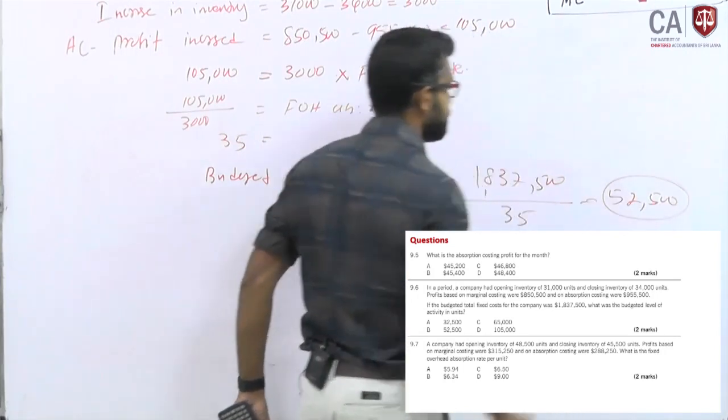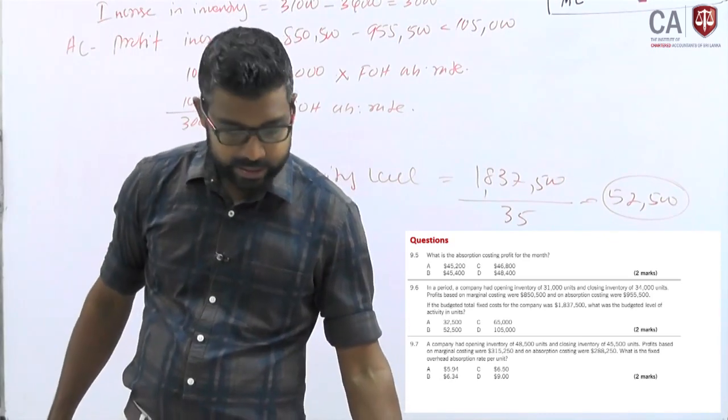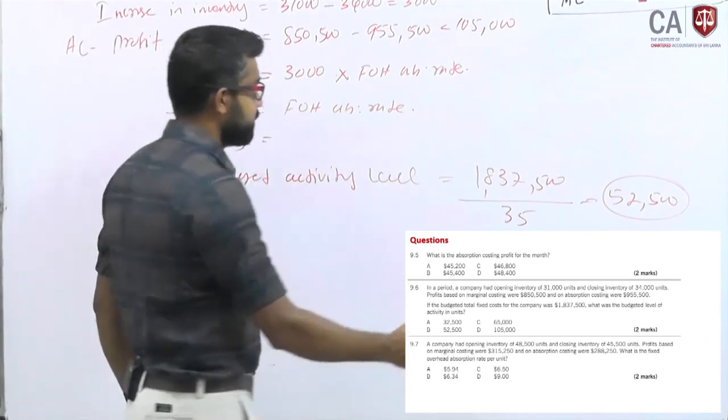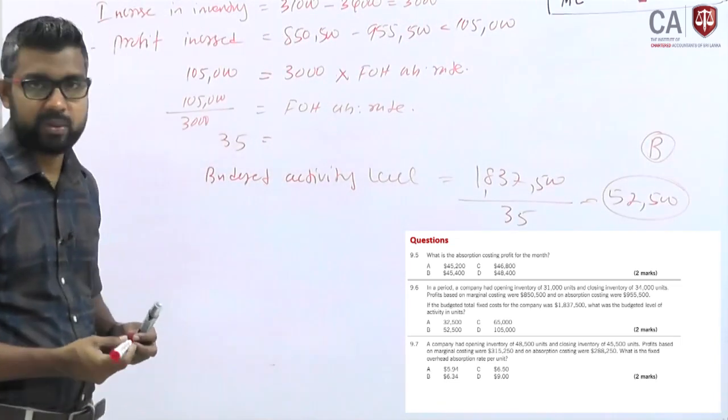52,500. This is the budgeted activity level. Answer is there in B. The correct answer is B.